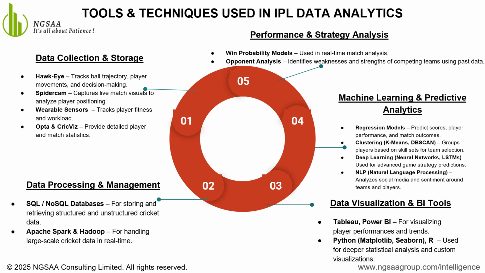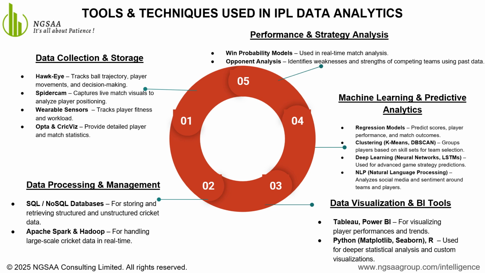Data collection and storage. Technologies like Hawkeye track ball trajectory, player movements, and decision-making. SpiderCam captures in-match visuals to analyze player positioning. Wearable sensors monitor player fitness and workload. Opta and CricViz provide detailed player and match statistics.